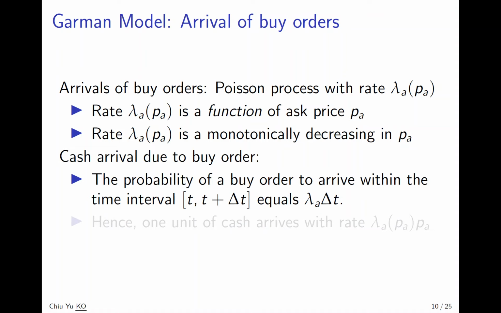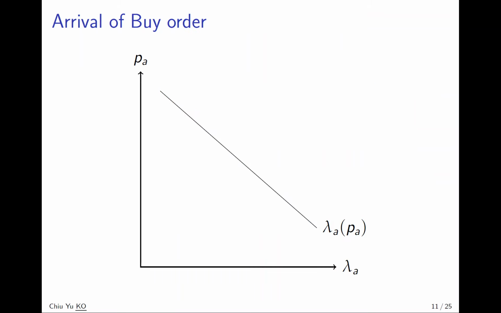Because people come in to buy the stock, they have to pay the money, right? That means for this period, the buy orders also arrive at this rate lambda A, right? And that's why the cash arrives at lambda A times PA, okay? Because to buy 1 unit of stock, you need to pay PA. So this is the graphical illustration of the arrival of buy orders.